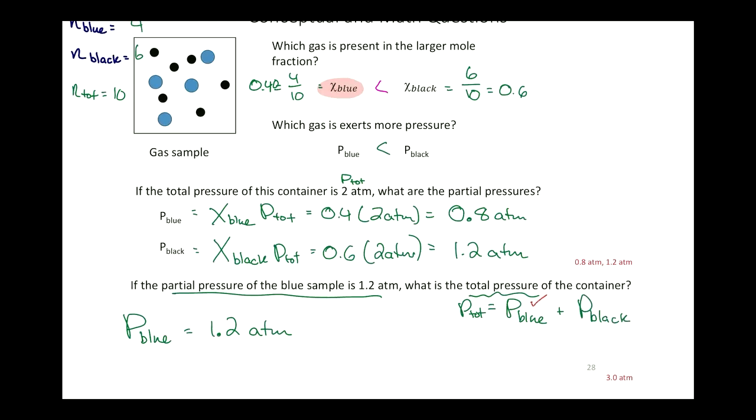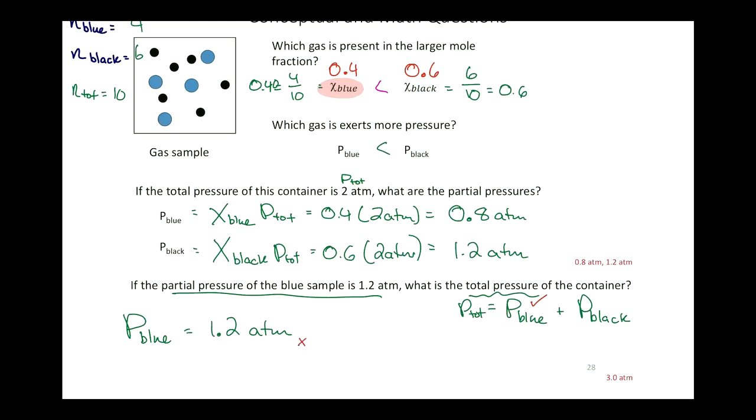So I know one of those values. I just need to figure out, if the partial pressure of the blue particles is 1.2, what is the partial pressure of the black particles? There's a couple ways we can do this. If the blue is contributing 1.2 atmospheres, we know that the blue particles are 0.4, so 40% of our sample. Shouldn't we be able to scale that pressure up? Because I know that the black particles contribute 60% of the sample. So there's a couple ways you can do this.